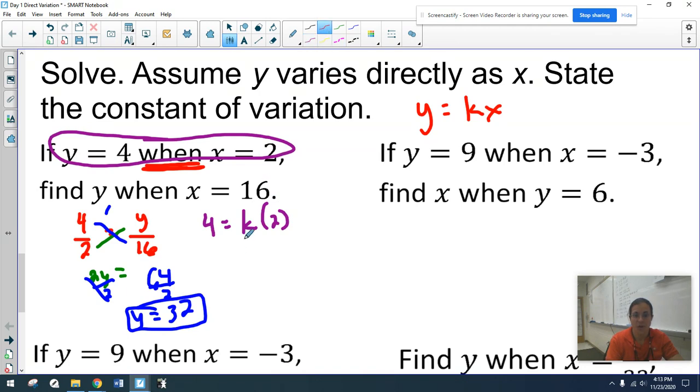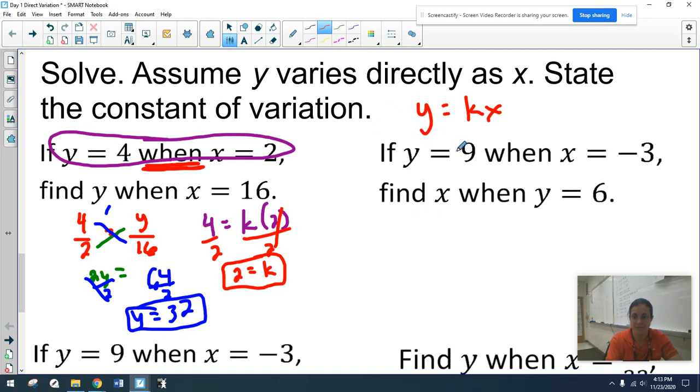So one step, all I got to do to solve is get k alone. There's my constant of variation. So 2 answers I had to solve. That's y equals 32. My constant of variation is find k. So we're going to do a bunch of these. I put a bunch of them on there.